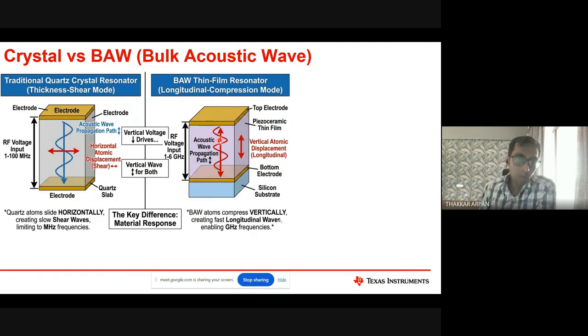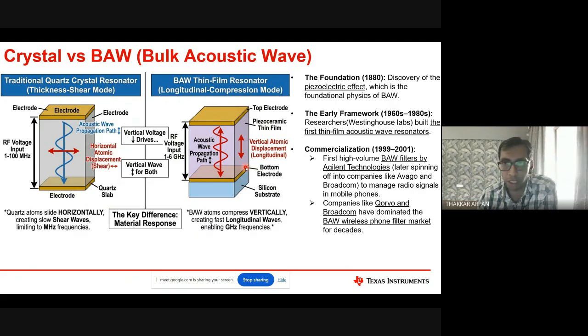Okay. So the only thing we have to understand is that in the crystal it is vibrating horizontally, here it vibrates vertically, and this can give up to megahertz range, and this can give up to gigahertz range. So it is worth looking into the BAW technology. Okay. Now this BAW technology is not new.